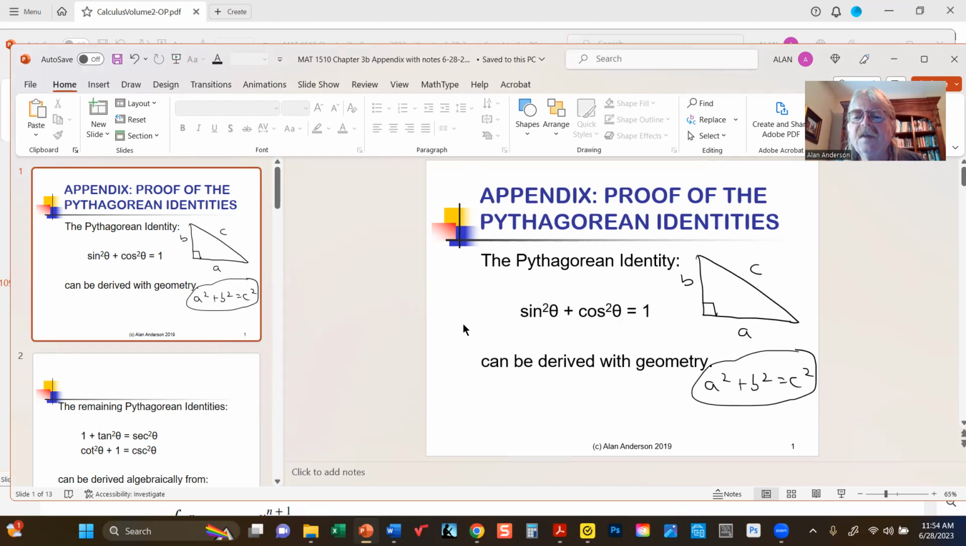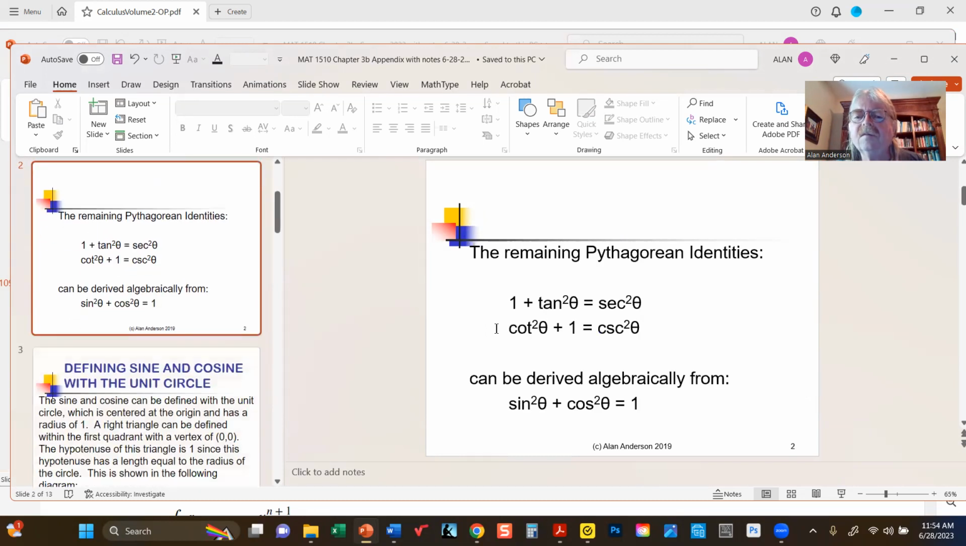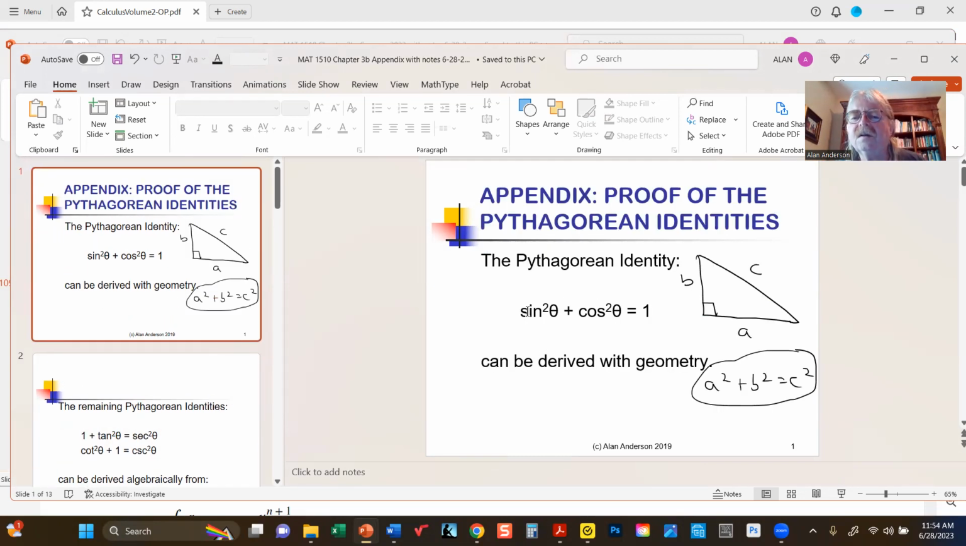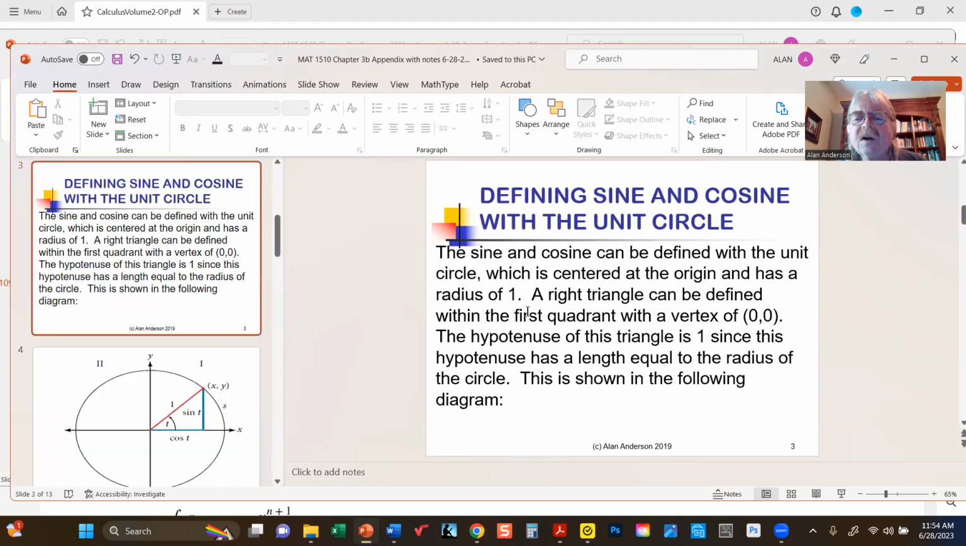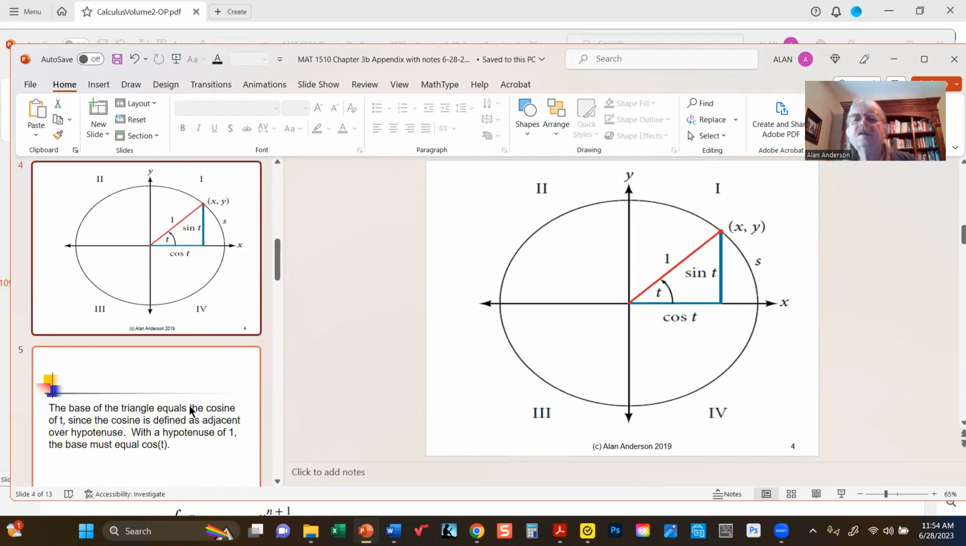Anyway, so that's the one we want to think about. Where did it come from? These other two actually are simply algebraic rearrangements of this first one. We'll get to that in a minute. But first, here's the setup that we need to look at. This is what you call a unit circle. You have the 4 quadrants, as you can see. This is the origin. So what we're doing is inscribing a right triangle into the circle.